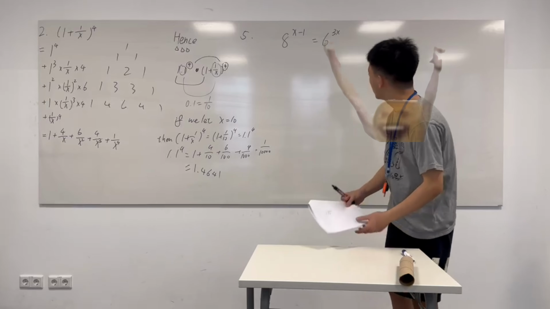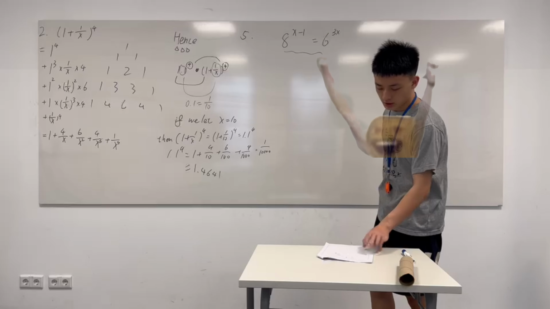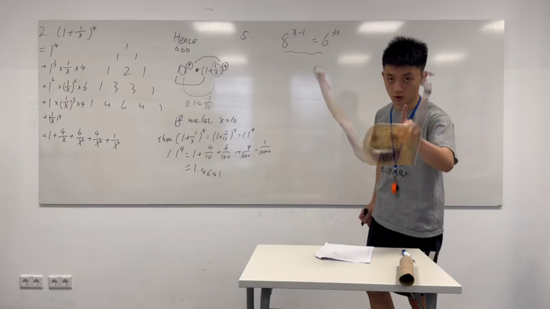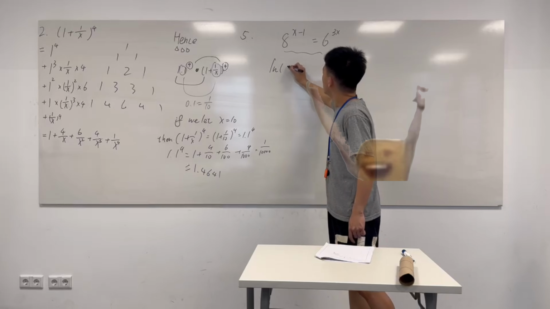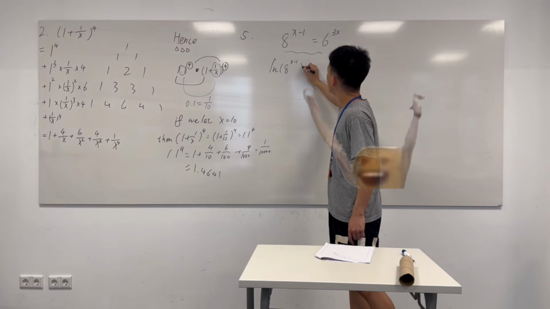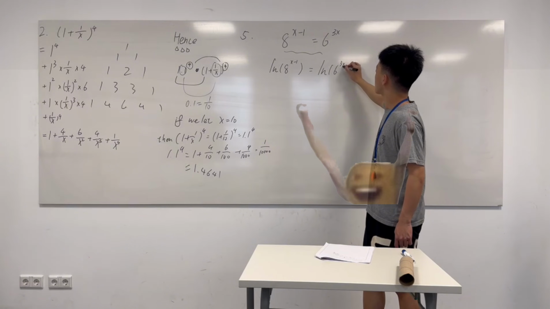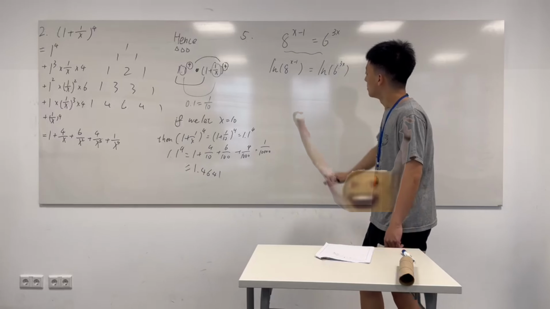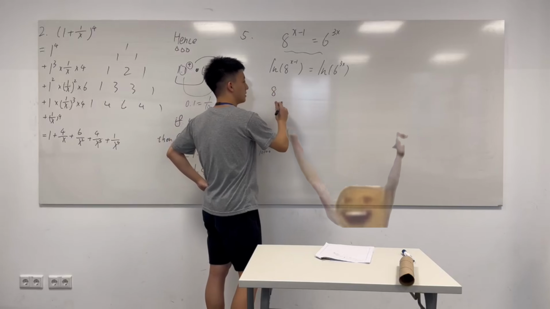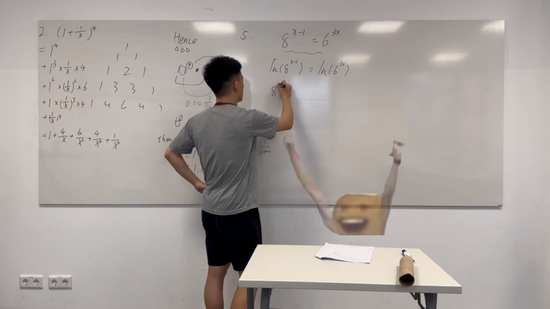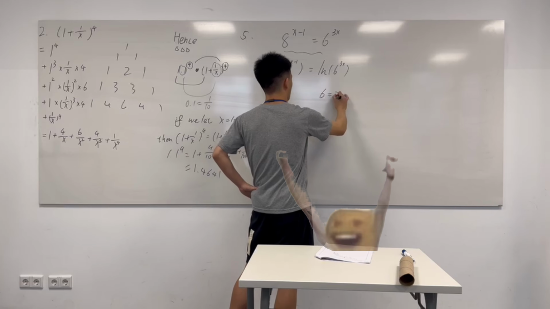But anyway, we should try to transform those kinds of equations to the equation that we know how to solve. So in this case, we should use ln. Okay, ln of 8 to the power of x minus 1, and ln of 6 to the power of 3x. Before we continue, let's continue to simplify both sides. So we know that 8 is equal to 2 to the power of 3. And we know that 6 is equal to 2 times 3.